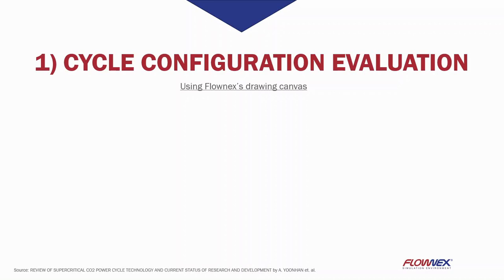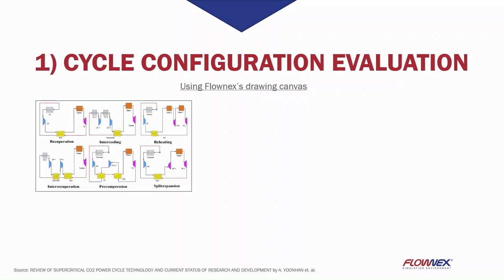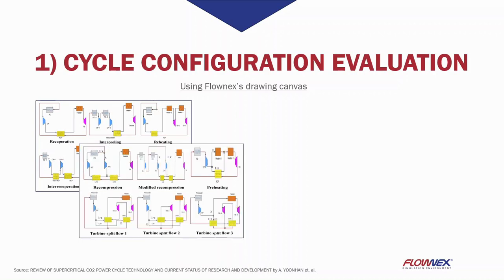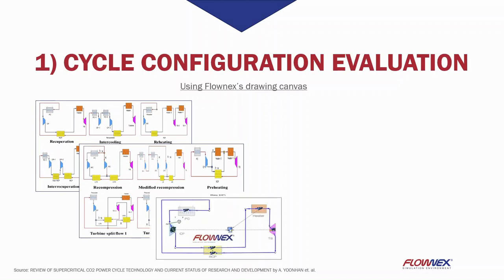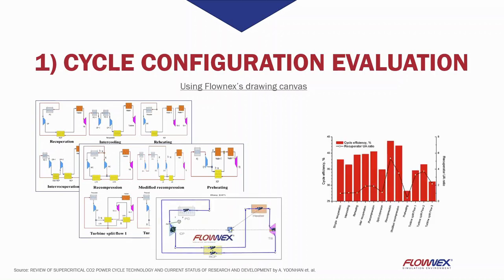Various cycle configurations exist, such as the simple recuperation cycle, the intercooling cycle, the reheating cycle, the well-known recompression cycle, the preheating cycle, and many more. Therefore, having a tool to quickly run through various configurations and obtaining comparable results saves a lot of engineering time and money. In FlowNEX, this can be done primarily in two ways. The first way, using FlowNEX's user-friendly canvas. So without further ado, let's jump to FlowNEX.